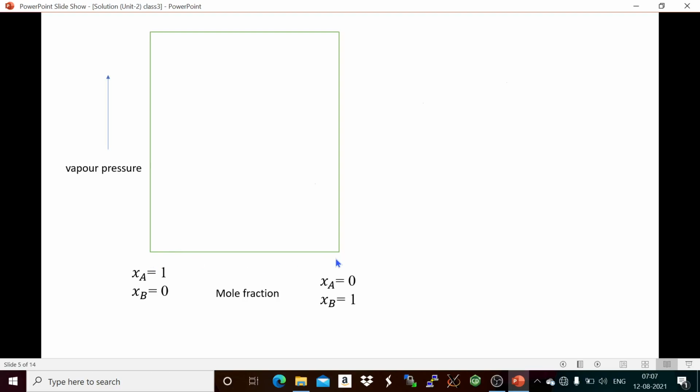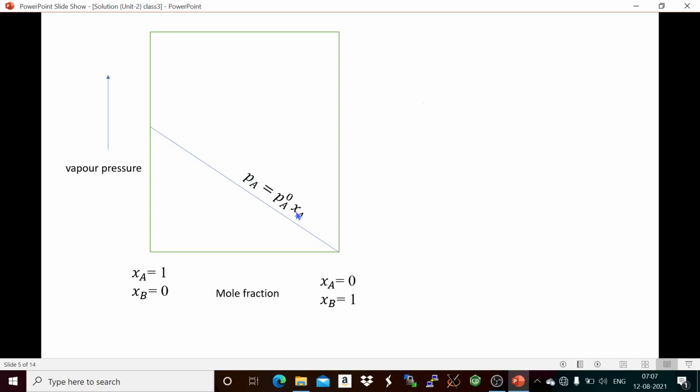Now if we draw a graph, PA is equal to PA naught XA. So this is according to Raoult's law. So partial pressure of A is equal to vapor pressure of pure component A into XA. So this equation is y is equal to mx. So it is a straight line equation. So y is equal to mx, so it passes through the origin.